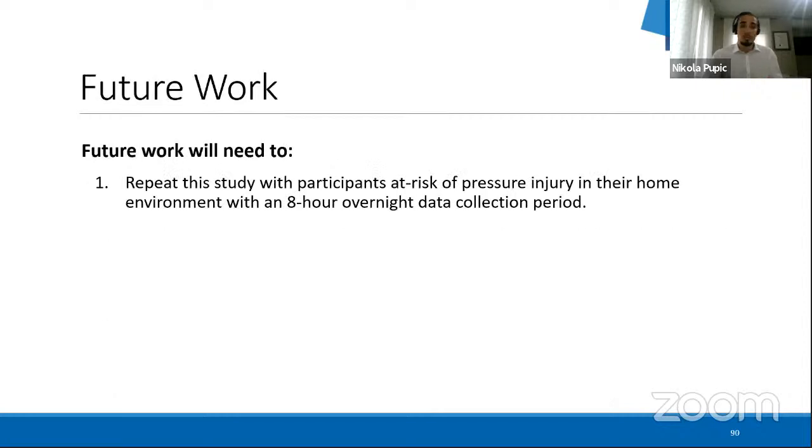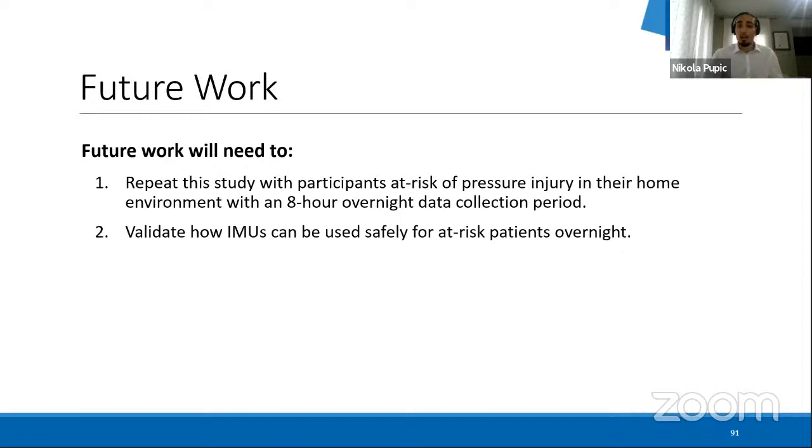Now, future work will need to repeat this study with participants at risk of pressure injuries in their home environment for an overnight data collection. We'll need to validate how an IMU can be safely used for participants at risk overnight, or to see if we can do some sort of in-lab shorter study to ensure that we can monitor patient safety.